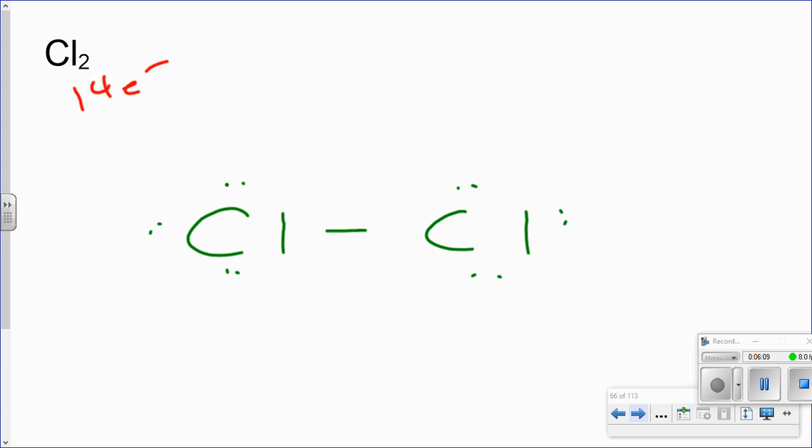Let's make sure we have our 2 checks. Everything has an octet. That's good. Have I drawn 14 electrons? You'll find that when you look at this, it is well drawn because it has 14 electrons.